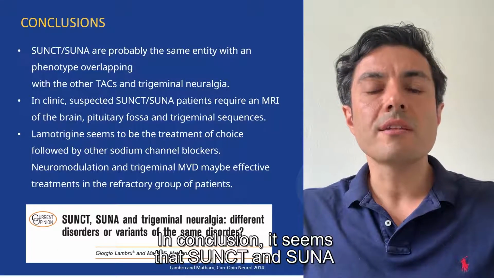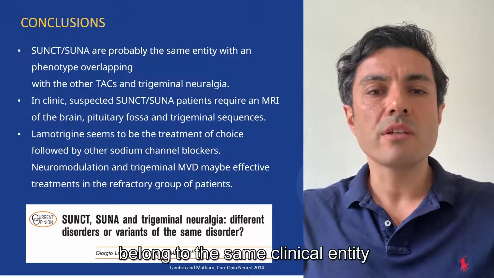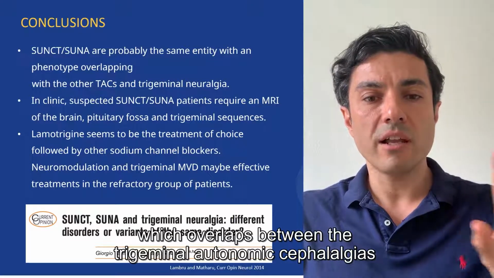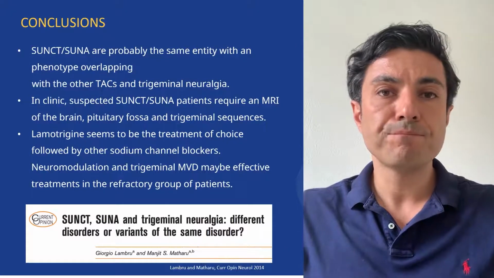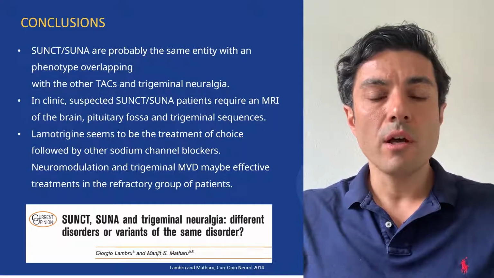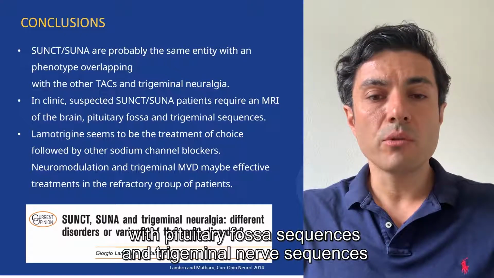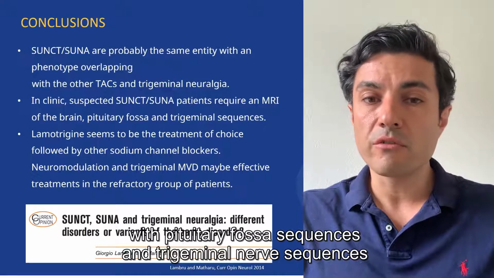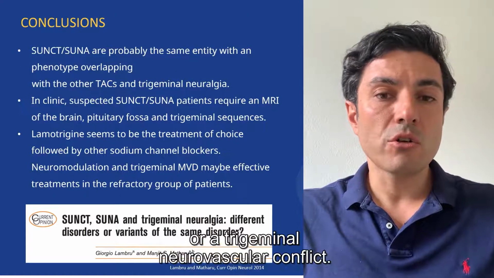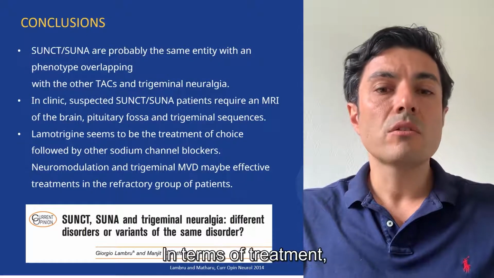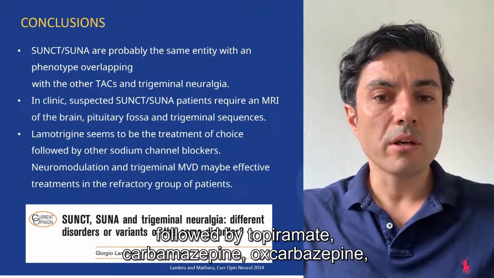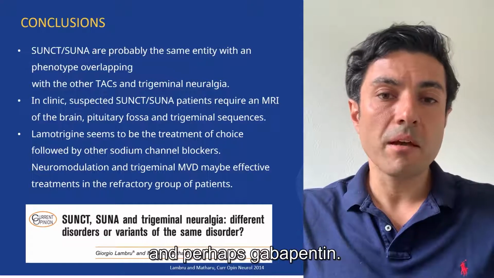In conclusion, it seems that SUNCT and SUNA belong to the same clinical entity, which overlaps between the trigeminal autonomic cephalalgias and trigeminal neuralgia. If suspected in clinic, a patient with SUNCT and SUNA should undergo an MRI scan of the brain with pituitary fossa sequences and trigeminal nerve sequences to rule out a pituitary adenoma or a trigeminal neurovascular conflict. In terms of treatment, lamotrigine seems to be the drug of choice, followed by topiramate, carbamazepine, oxcarbazepine, and perhaps gabapentin.